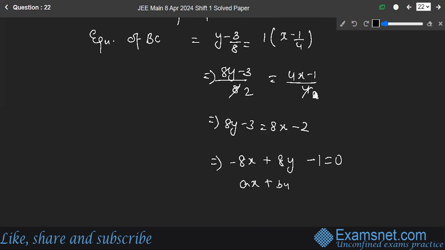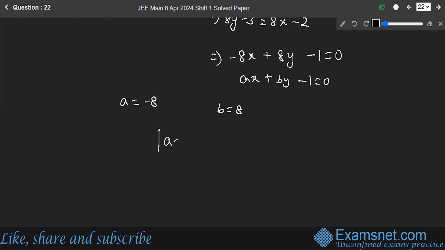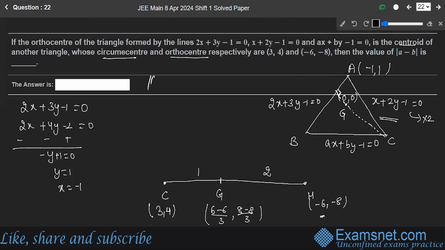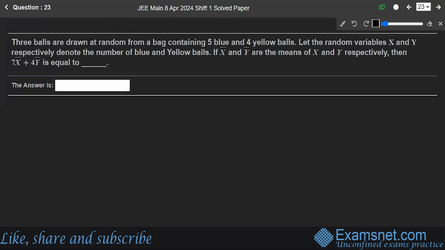If I compare it with the given equation, you have A as −8 and B as 8. Okay, so you have to find out mod of A − B. That gives you 16. This is the answer to the question, 16. Hope you got that. Let's move to the next question.